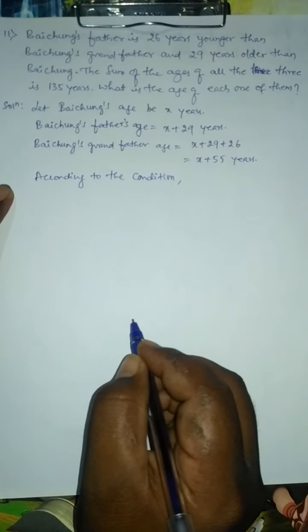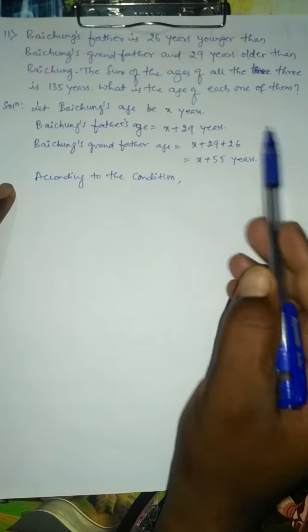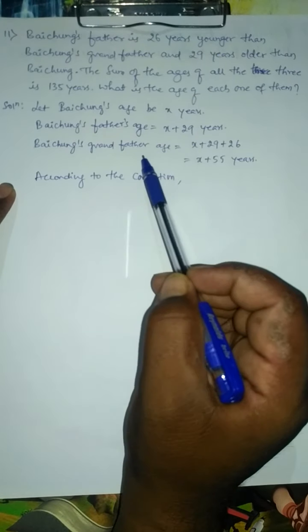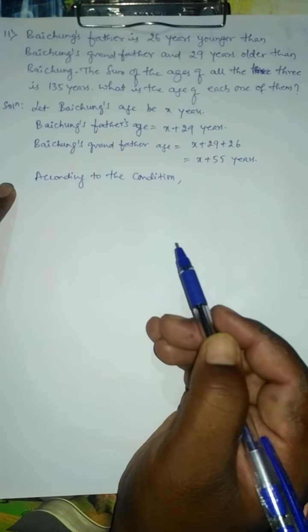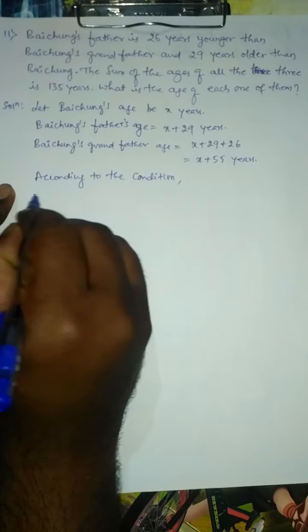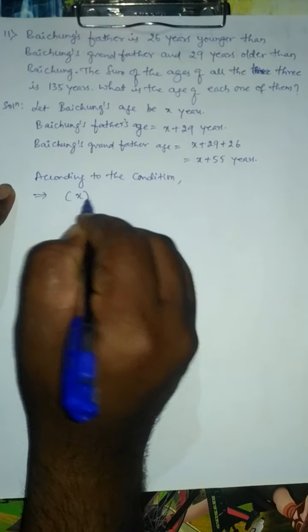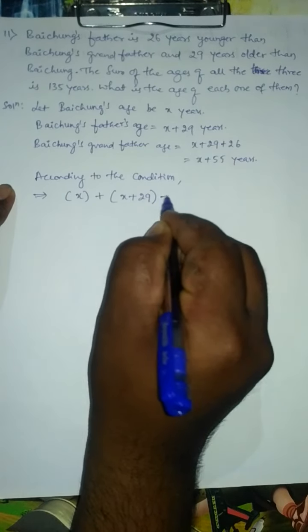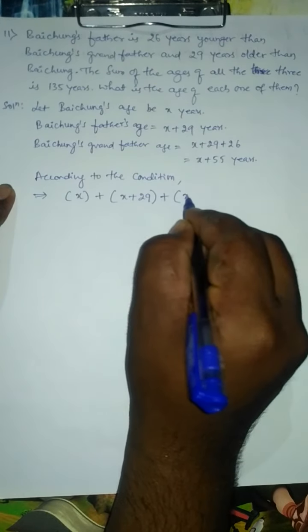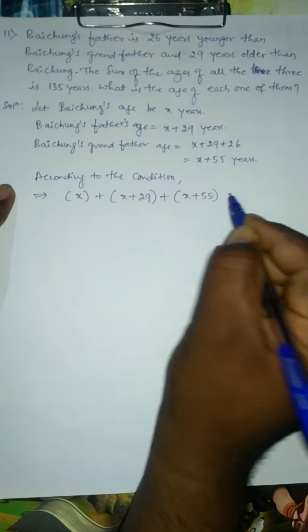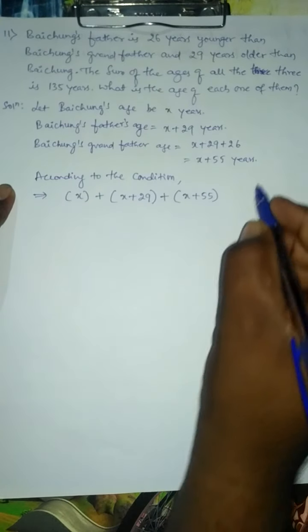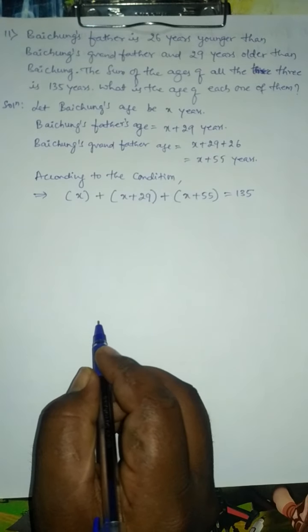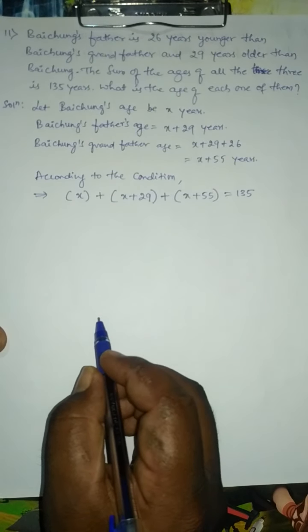So according to our condition, if we add Baichung's age, Baichung's father's age and Baichung's grandfather's age, that sum is equal to 135. Here x is Baichung's age, father's age is x plus 29 and grandfather's age is x plus 55 years. If we add all three ages, that is equal to 135 years. Now we have to simplify this linear equation.